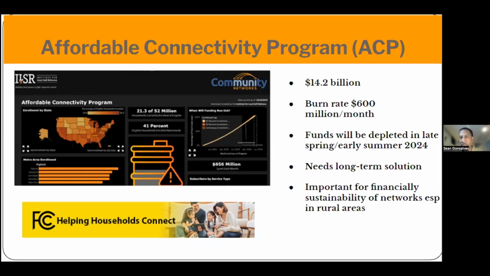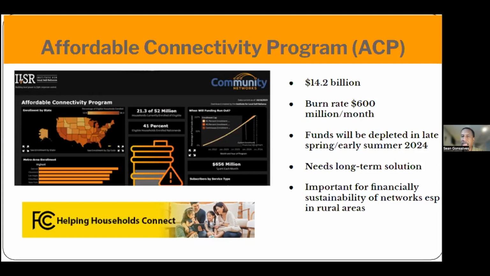Some time ago, we created this dashboard, which you see pictured here on the slide, largely because we wanted to see what enrollment rates look like in every zip code across the country, and this is an interactive dashboard. But we were primarily driven by the question, how long will it take for this money to run out? It turns out that money is going to run out in the spring, early summer of 2024. And there is not yet on the horizon a long-term funding solution. The White House has recently requested another $6 billion to get the program to the end of 2024.